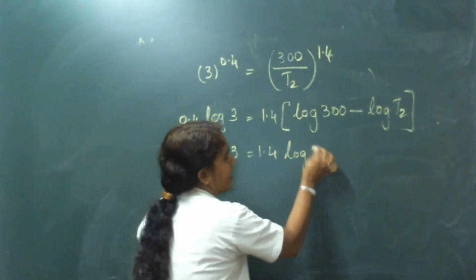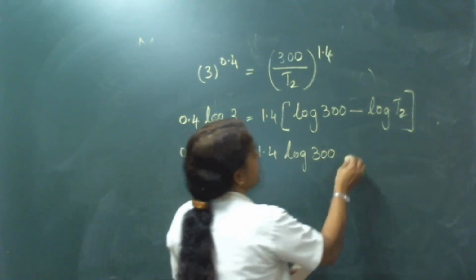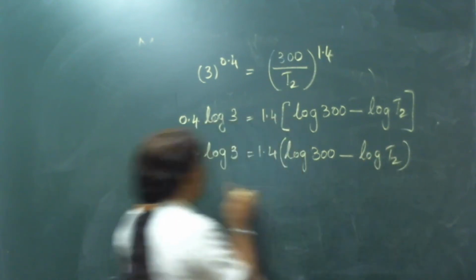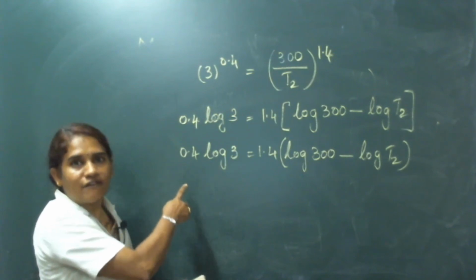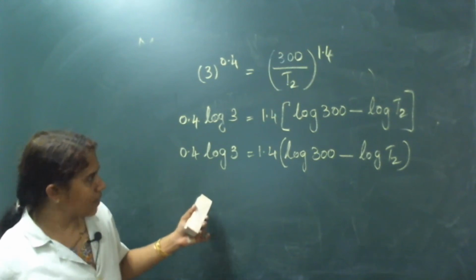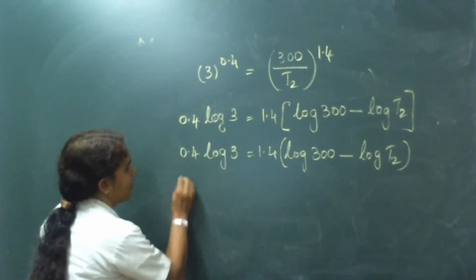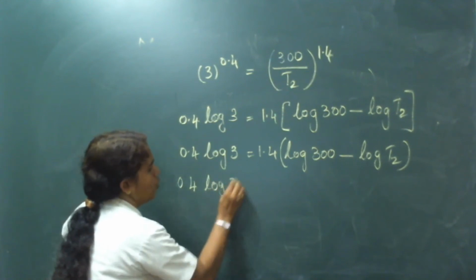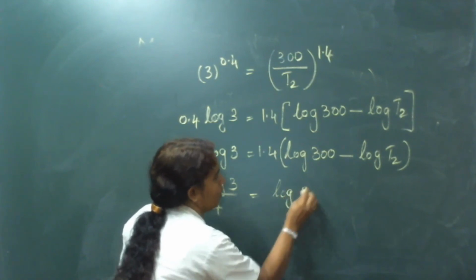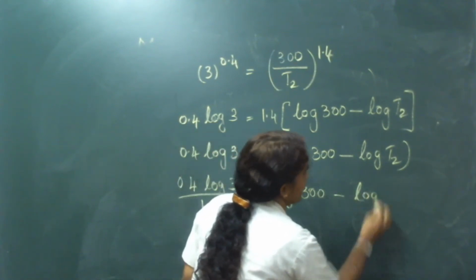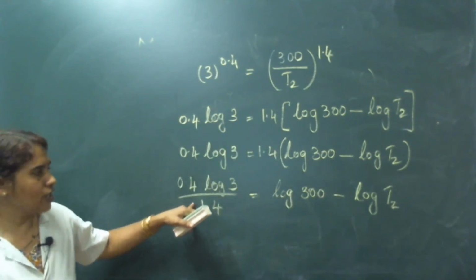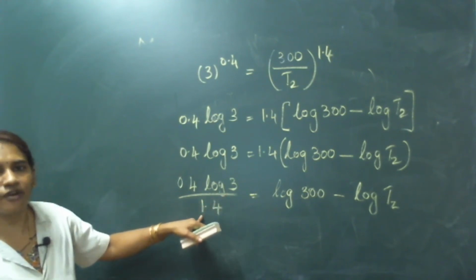So, it will be 0.4 log 3 equal to 1.4 into log 300 minus log T2. Better, after getting log 3 and multiplying with the 0.4, we can divide with 1.4. Then we will be getting 0.4 log 3 by 1.4 equal to log 300 minus log T2. Step by step we can do. This can be done easily, no? 0.4 into log 3 divided by 1.4.